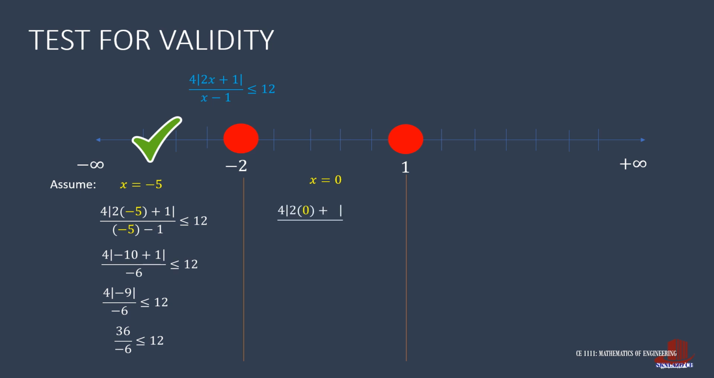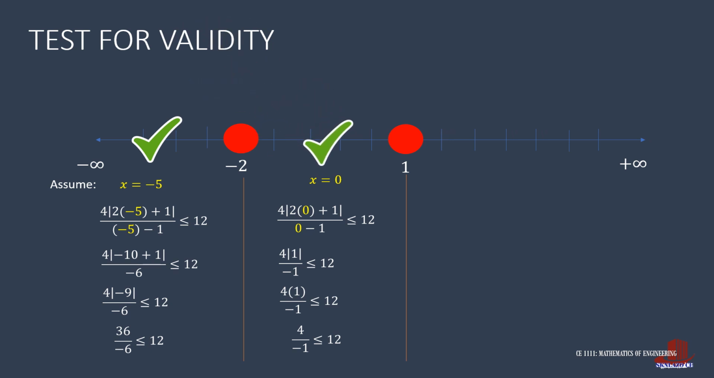Plug these into the function and get 4 times the absolute value of 2 times 0 plus 1 all over 0 minus 1. Simplify the binomials in the modulus and have 4 times the absolute value of 1 all over -1. The absolute value of 1 is still 1, so the inequation is 4 times 1 all over -1. This is then equal to -4, and this is indeed less than 12.